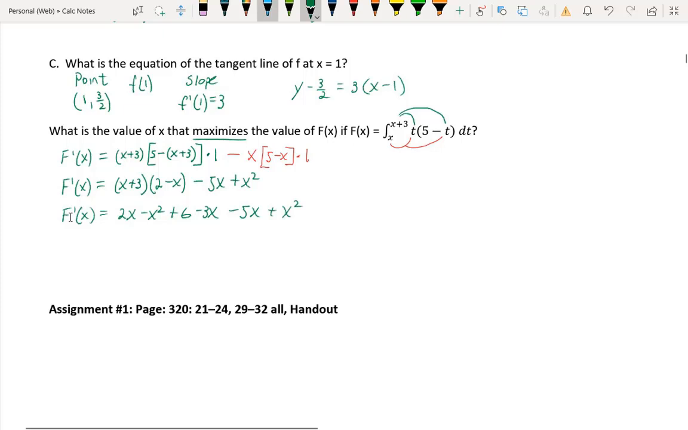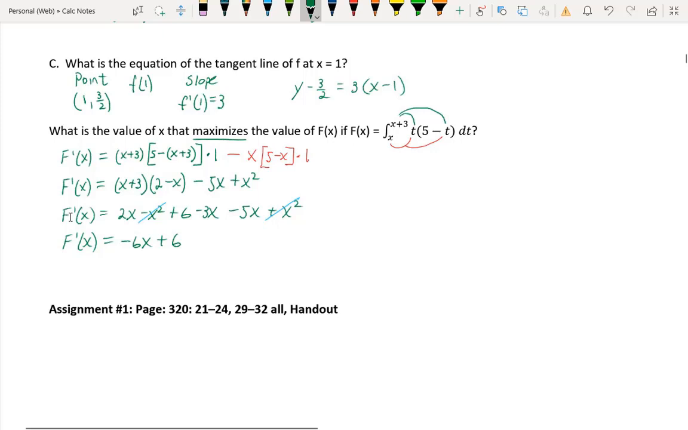All right, so now that we have everything multiplied out, I notice that the negative x squared here and the positive x squared here cancel out, which is going to make this a little bit easier. So f prime of x, and I'm going to try and put this in order as we simplify here. We have 2x, and then minus 3x, which is negative x, minus 5x, which is negative 6x, and then the only other number left is plus 6. So this is our derivative, and again we're talking about the value of x that maximizes f of x.